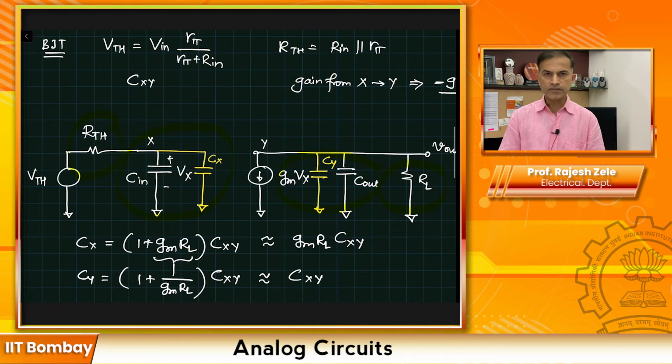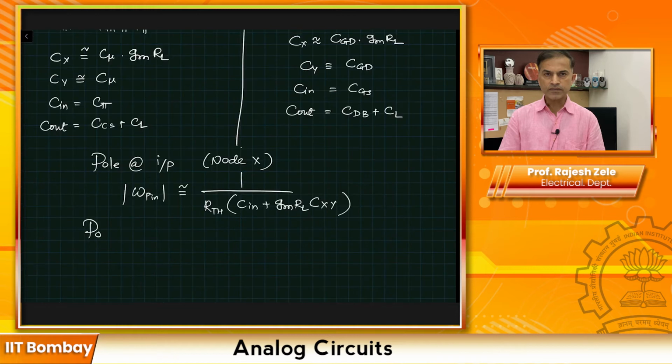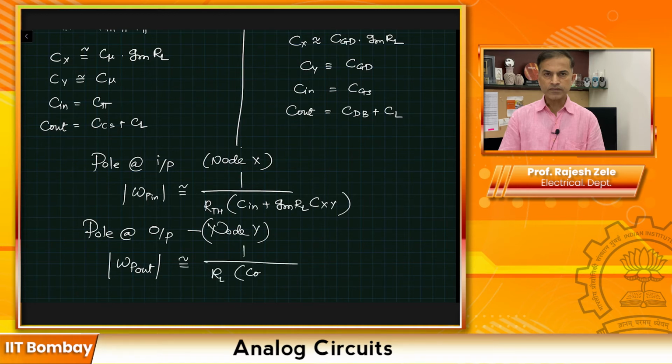You may wonder, why am I ignoring this GMVX transconductance? When we are computing frequency response, we are removing all the independent voltage sources, connecting them to ground. So if VTH goes to 0, then automatically this GMVX will also go to 0. So we will have only this part of the circuit to come up with a frequency. So the pole at the output, which is at node Y, omega P out, is given by 1 divided by RL times C out plus CXY.